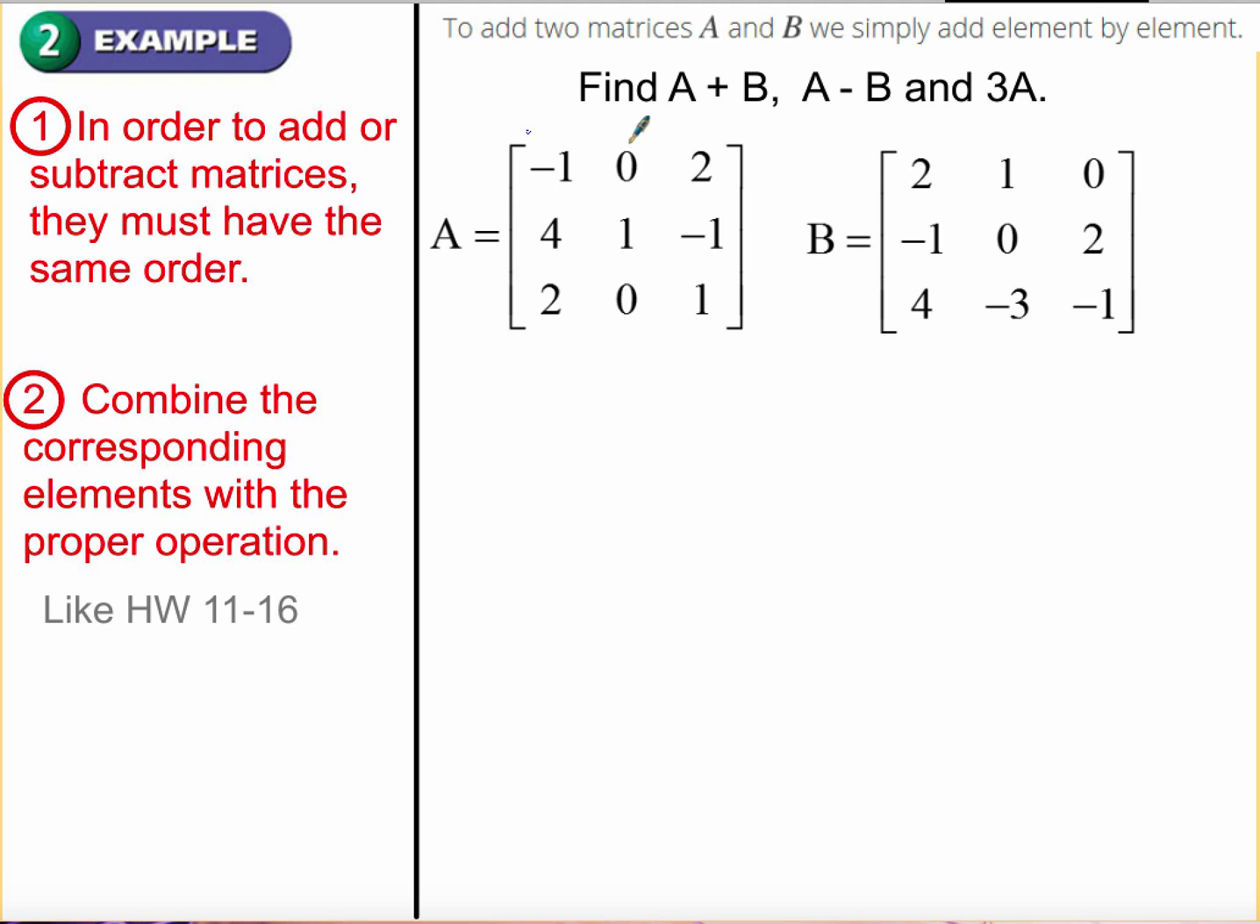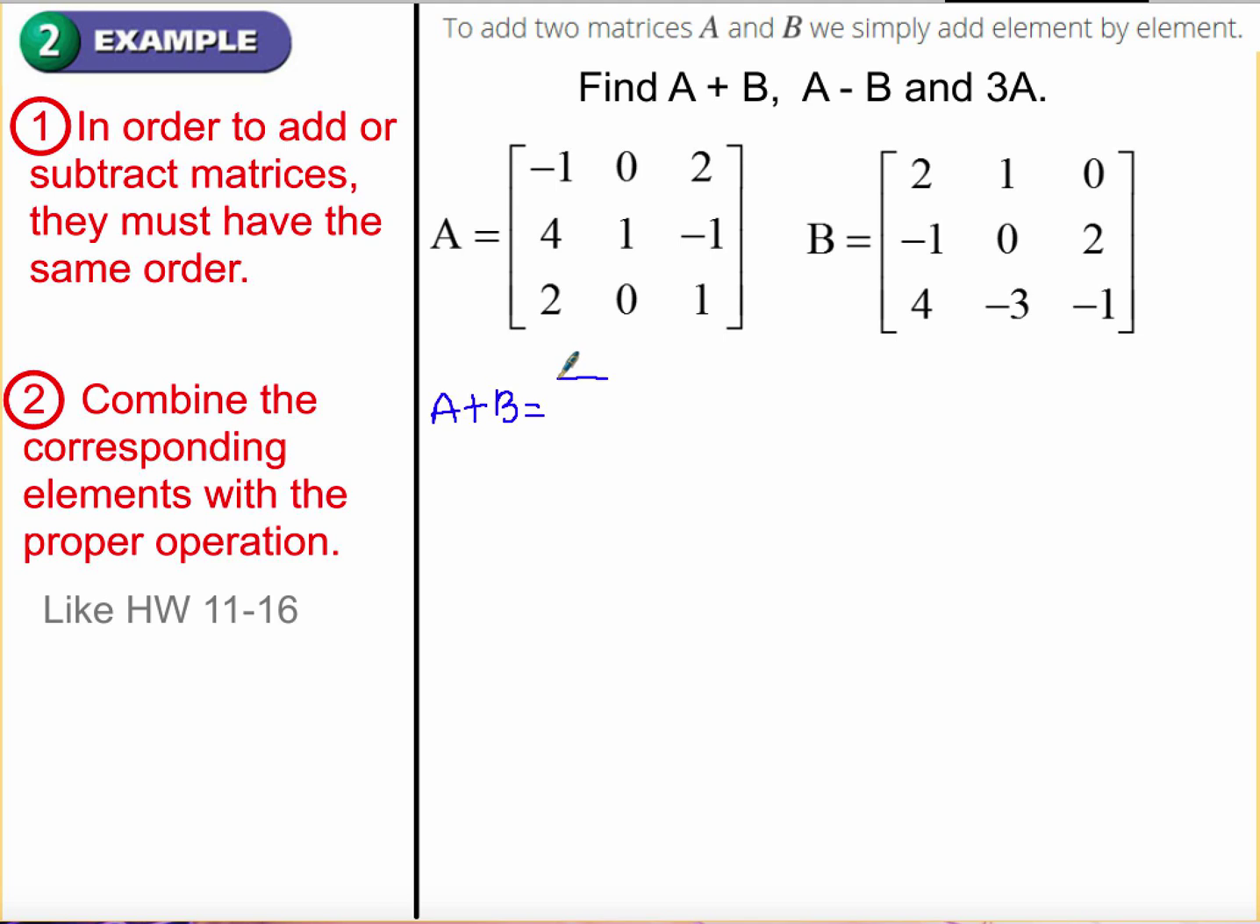So here's matrix A and here's matrix B. These are both 3 by 3 matrices. Because they have the same order, we can add them together. So let's move on to step 2. We're just going to combine the corresponding elements with the proper operation. So I'm going to do A plus B first. That was the first question we were asked to do. So that's the one we're going to do.